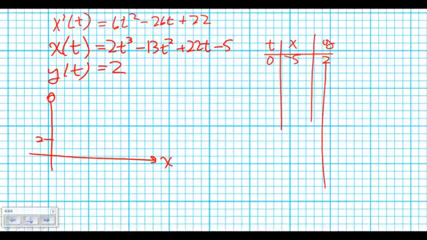Does this factor at all? Yeah, you can pull a 2 out. 2 times 3t squared minus 13t plus 11. Does that factor as 3t and t? It doesn't. Well, 11 times 1, and then it's 13. That doesn't add up to 13.